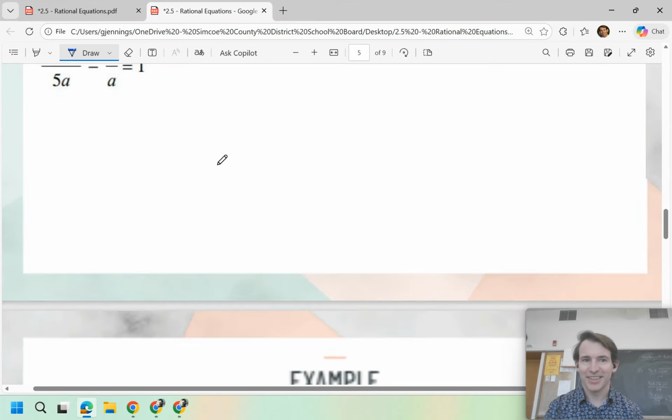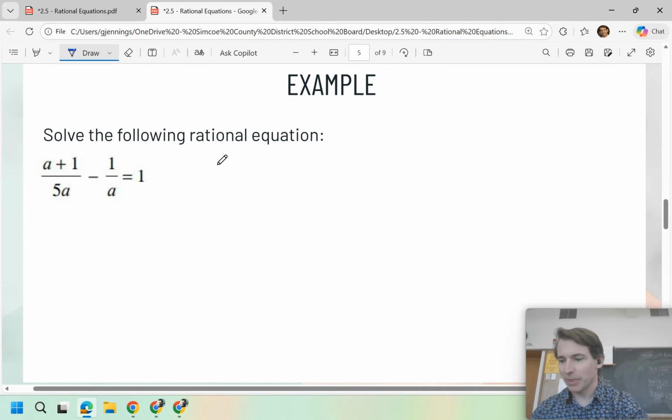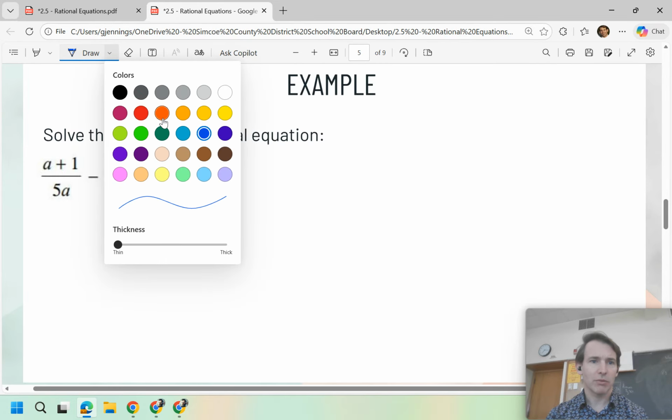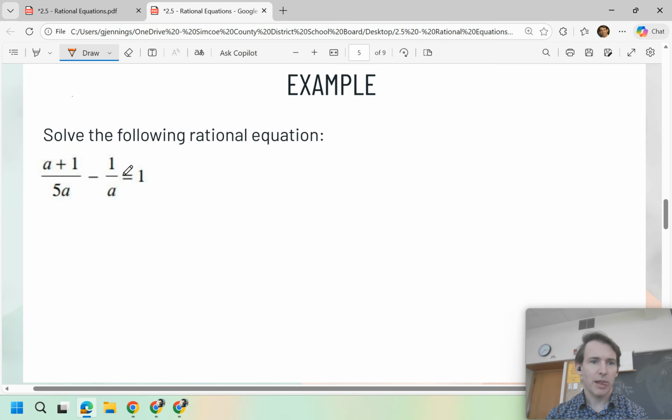Okay, let's go. In this example, we are looking at what value of a makes this true. I'm noticing that we have this a on the bottom. I'm just going to rewrite the whole equation: a plus 1 over 5a minus 1 over a is equal to 1.